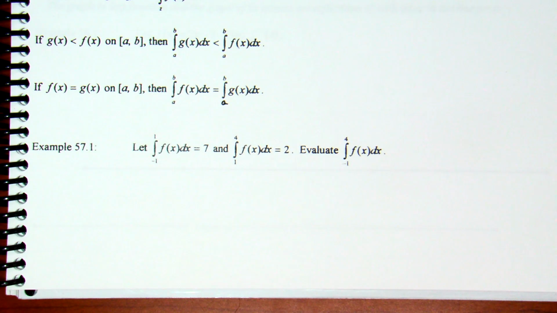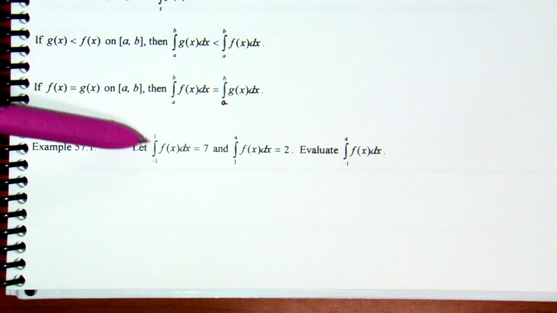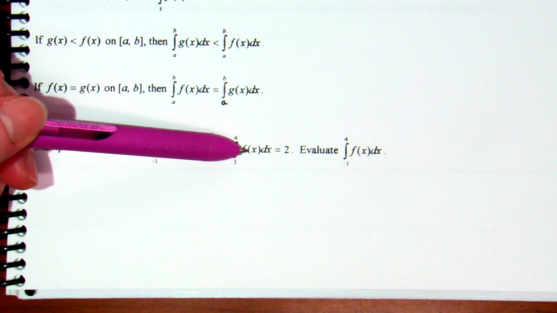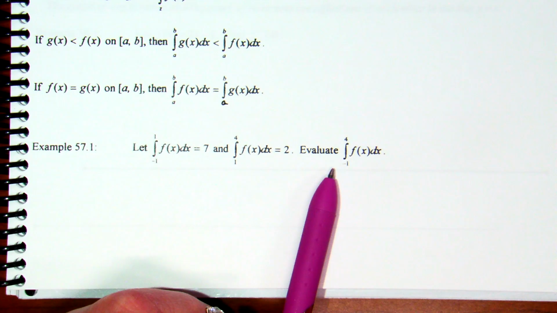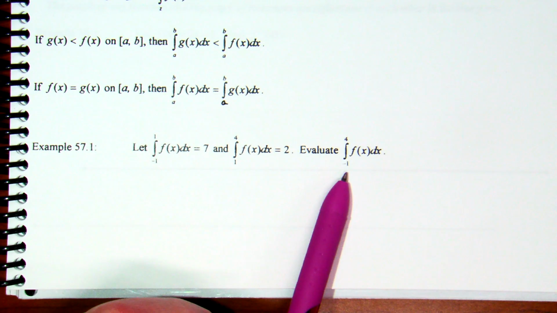Example 1. These are good multiple choice type questions on the AP. Let the integral of f of x from -1 to 1 equal 7, and the integral of f of x again, this time from 1 to 4, equal 2. Evaluate. I want to know, what does the integral from negative 1 to 4 of f of x equal?